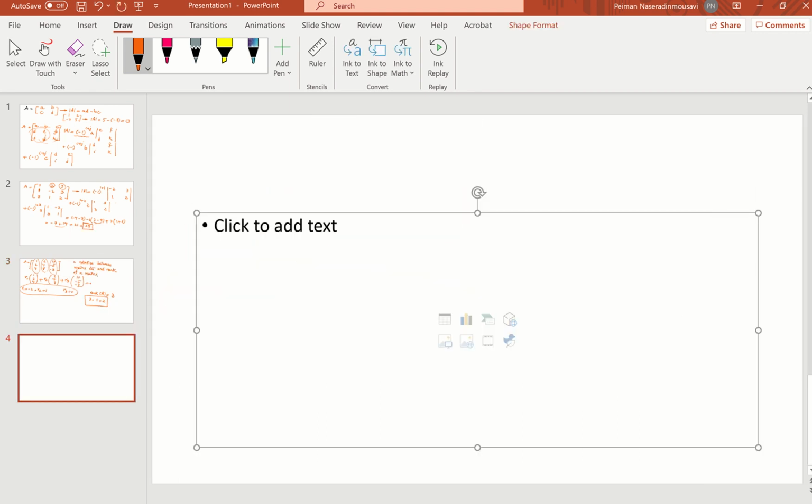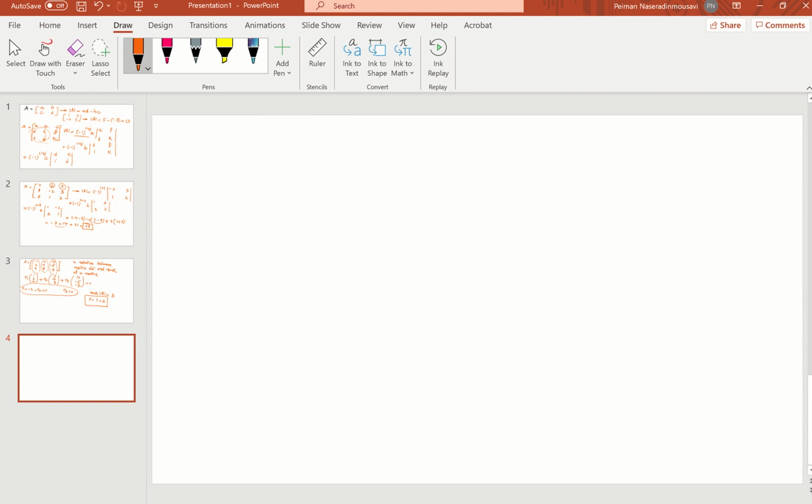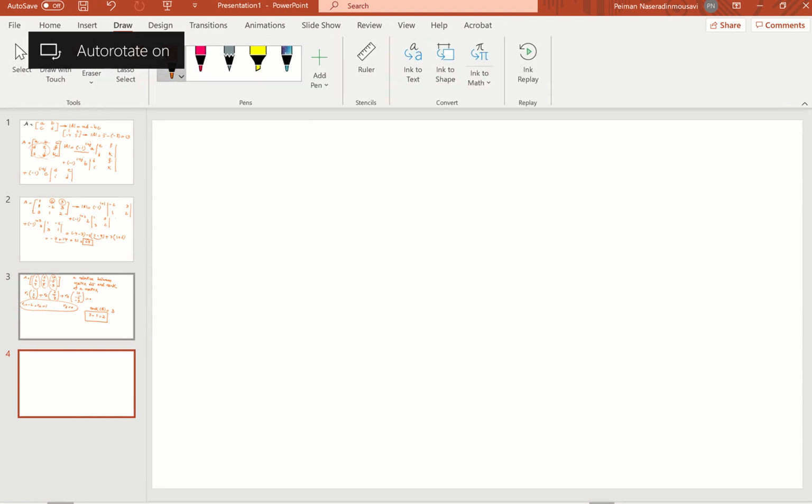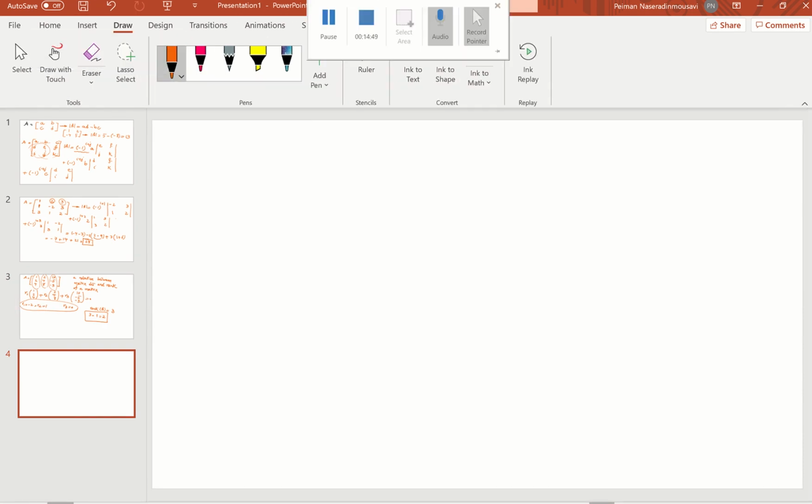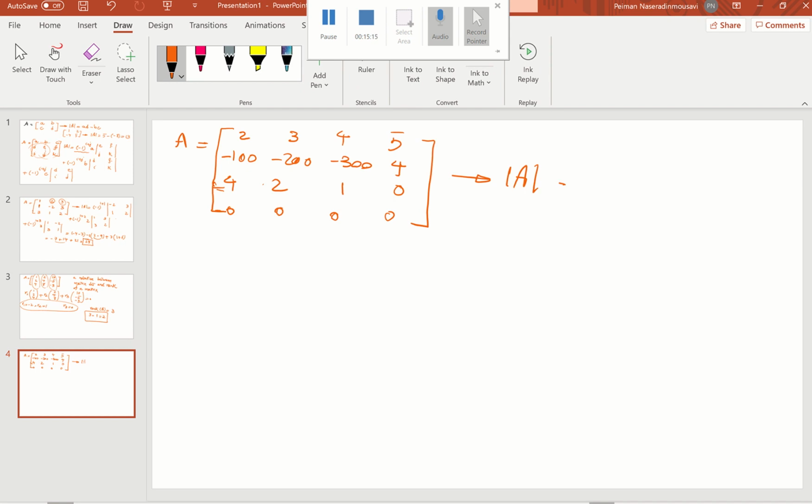Let me go to a little higher order. Suppose this matrix A is a little large: 2, 3, 4, 5; minus 100, minus 200, minus 300, 4; 4, 2, 1, 0; and 0, 0, 0, 0. If you ask me what is the determinant of this matrix, I'm going to tell you 100% 0.